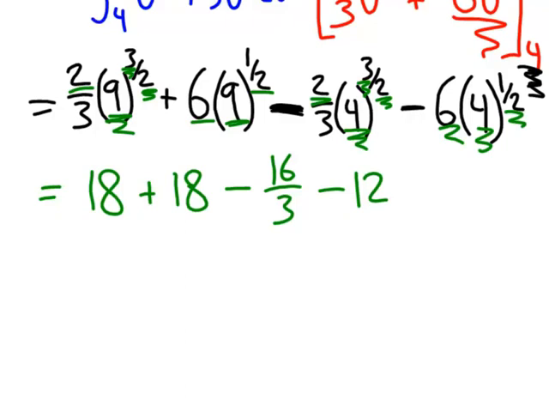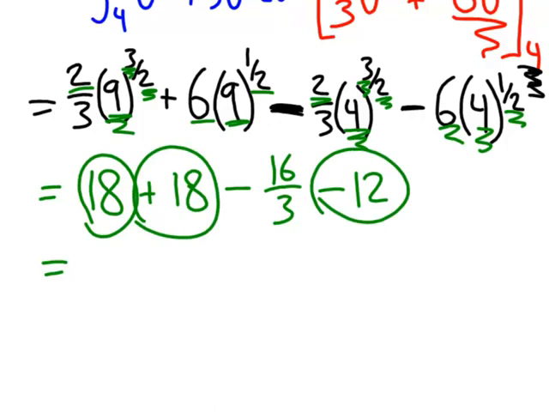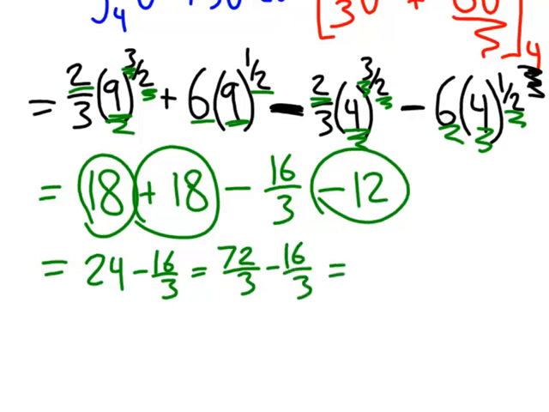Let's combine those first. 18 plus 18 is 36, minus 12 is 24, so I'll put 24 minus 16/3. We can combine in whatever order we want. And then that is the same as 72 over 3 minus 16 over 3. And that gives us, let's see, 56 over 3. And that is our final answer.